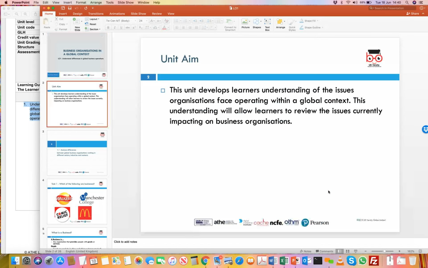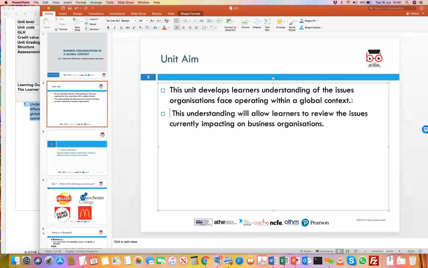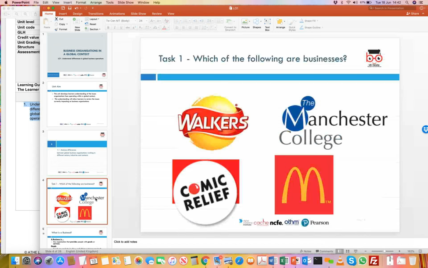So let's begin. Now, in this unit, you're going to get knowledge about how a business operates in different countries and what the key characteristics are which a business has when it tries to work across many countries or many different cities. So let's look at the first one.